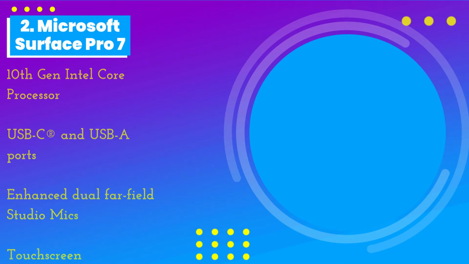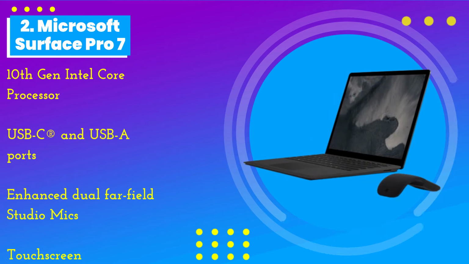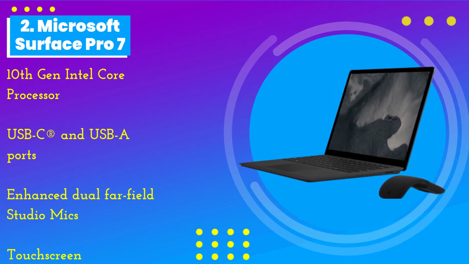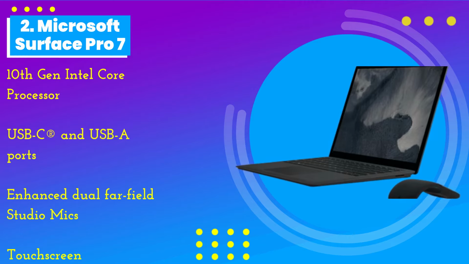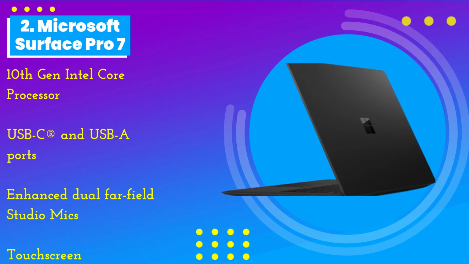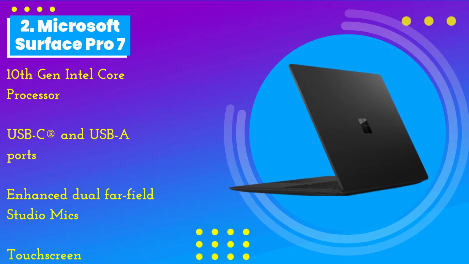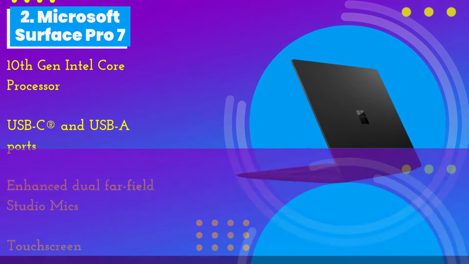At number 2, Microsoft Surface Pro 7. The Microsoft Surface Pro 7 is a powerful 2-in-1 laptop for drawing. With a 12.3-inch screen and high resolution, it's ideal for artists. While it doesn't come with a stylus included, you can team it with the Surface Pen for amazing results.